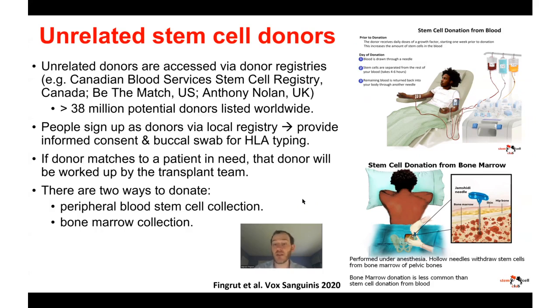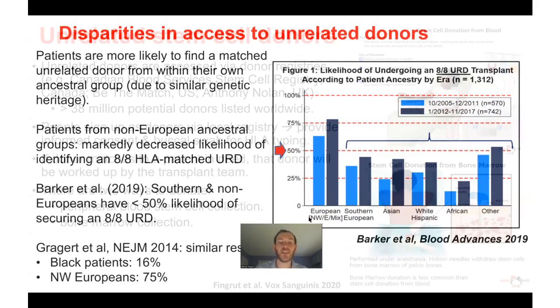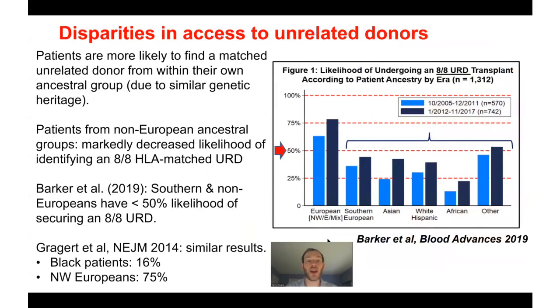And there are two ways they may be asked to donate. The first way, and the most common way by far, is donation from blood, where they get a growth factor that moves their stem cells from their bone marrow into their bloodstream. And then blood is collected via apheresis. That's very similar to how platelets are donated, and you can see that in the diagram on the top right. On the bottom right, you can see an example of stem cell donation from bone marrow. That's done less than 10% of the time, under general anesthesia. And these are diagrams that Stem Cell Club and I developed, and this is published in Vox Sanguinis in 2020.